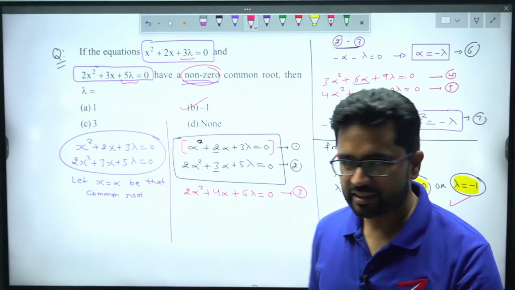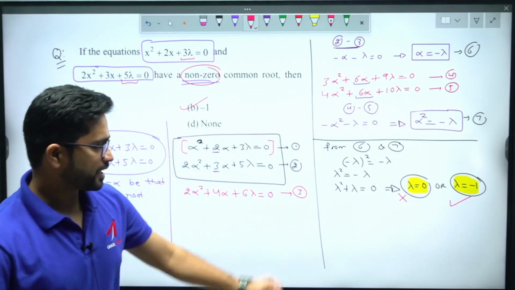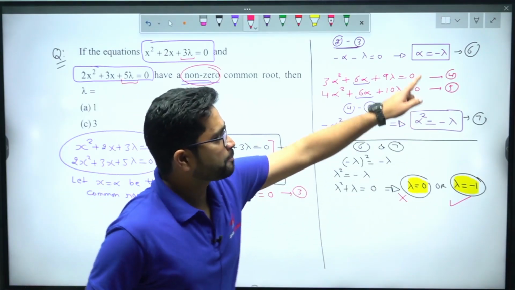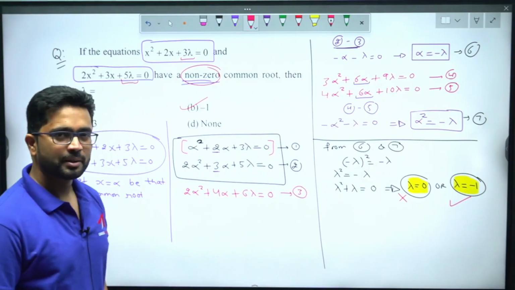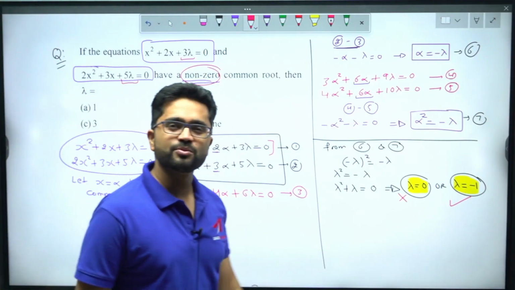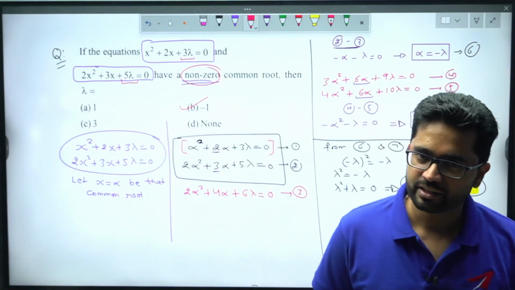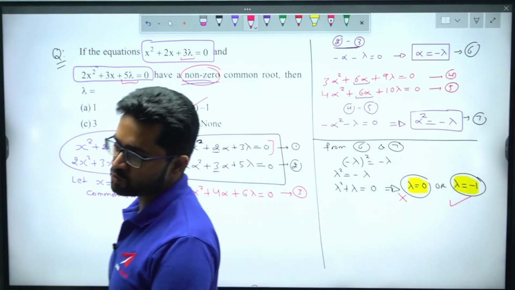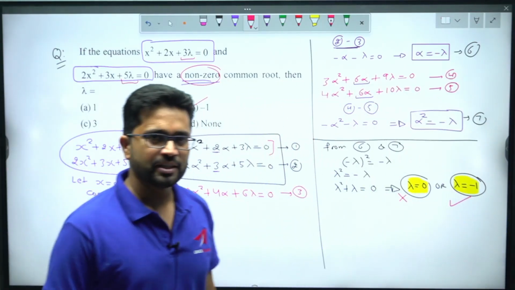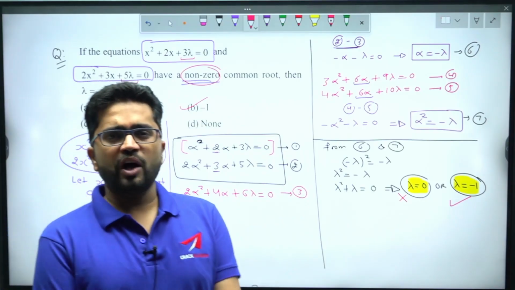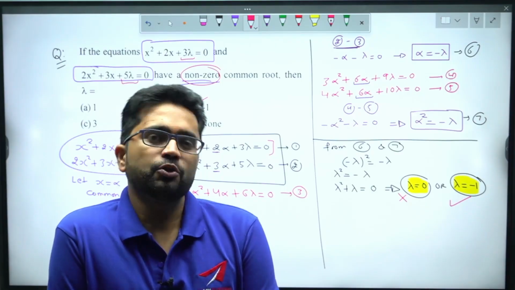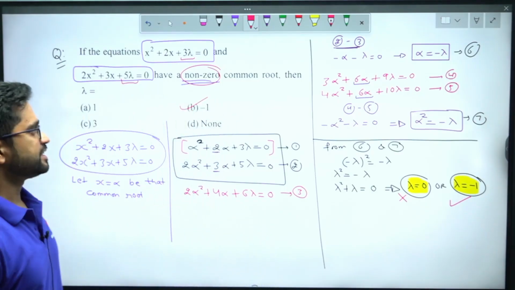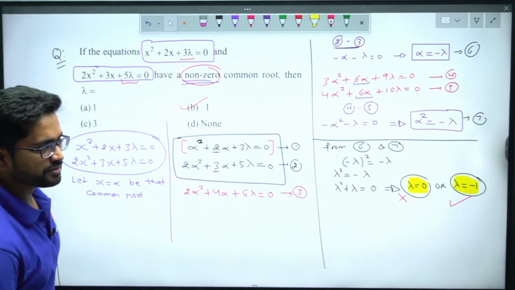Once again, please understand the last fact. If lambda is 0, put lambda as 0. So alpha comes out to be 0. What is alpha? The common root. But the common root has to be non-zero. So that is why lambda 0 has been neglected. So what should be the value of lambda? It has to be -1. Easy one. So this is the process we are going to apply in the case of a single common root. Okay, let's go to some more examples.